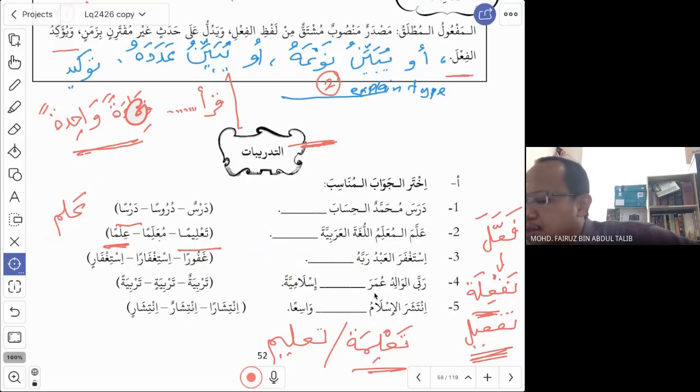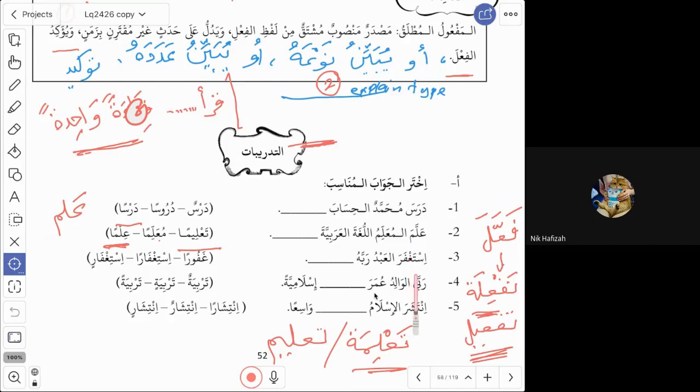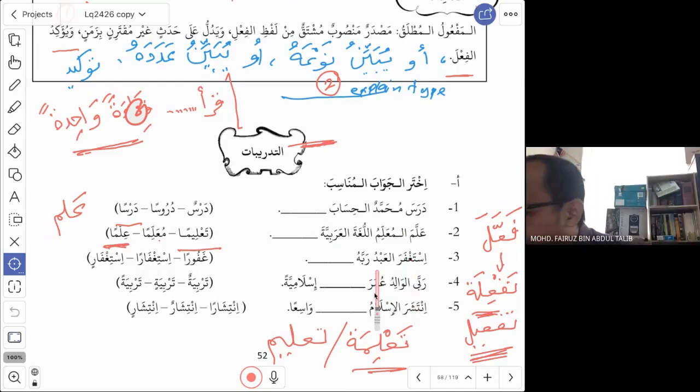Okay, let us try number 3. Istaghfara al-abdu rabbahu. Istaghfara, we have learned this word. Istaghfara means to seek forgiveness. So the servant of Allah is seeking forgiveness from his God, Rabbahu. So now you want to emphasize, you want to say, yes, really, he has sought forgiveness.